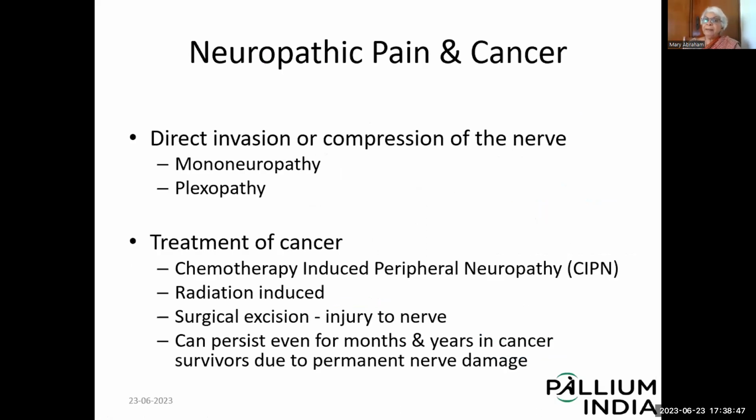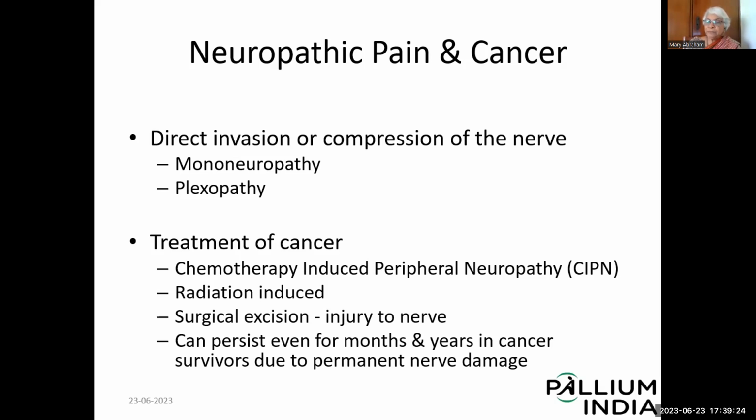So why does neuropathic pain occur in cancer? It could be because of direct invasion or compression of the nerve, or it could be the treatment of cancer itself can cause neuropathic pain. For example, we have the chemotherapy-induced peripheral neuropathy. The chemotherapy agent is also destroying the peripheral nerves and causing a peripheral neuropathy. Or you can have radiation-induced peripheral neuropathy, or it could be because of the surgical excision of the cancer causing injury to the nerve, which is causing neuropathy, or it can even happen in the cancer survivors.